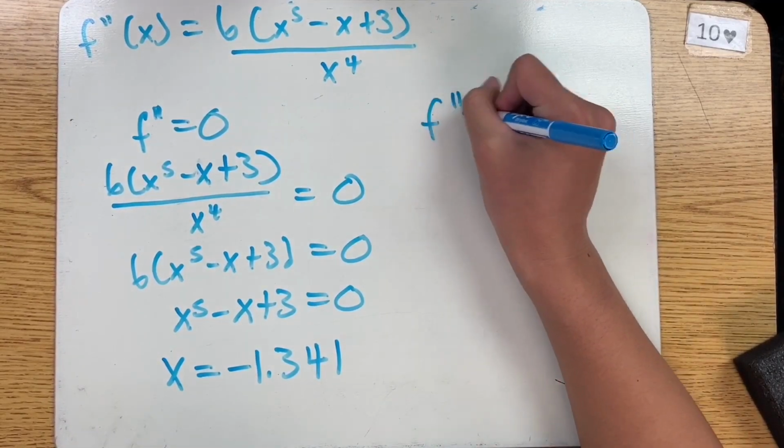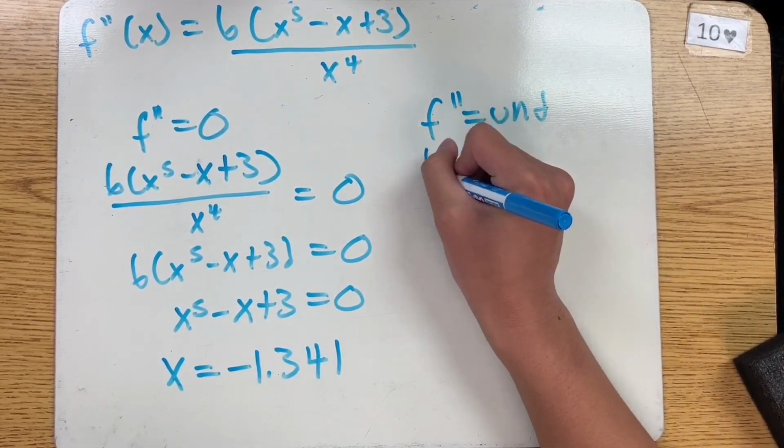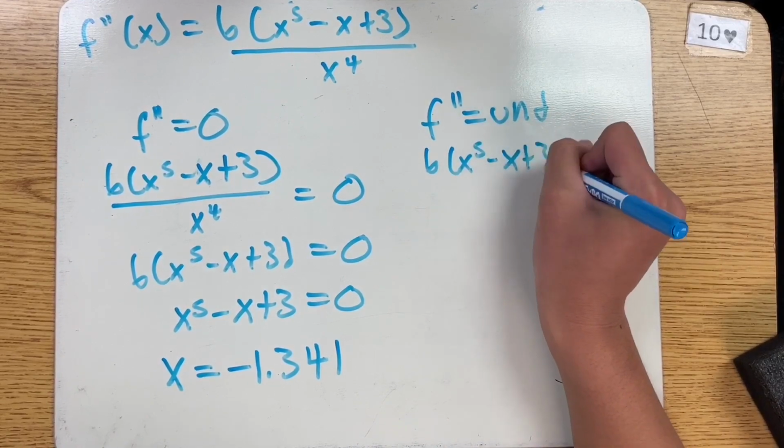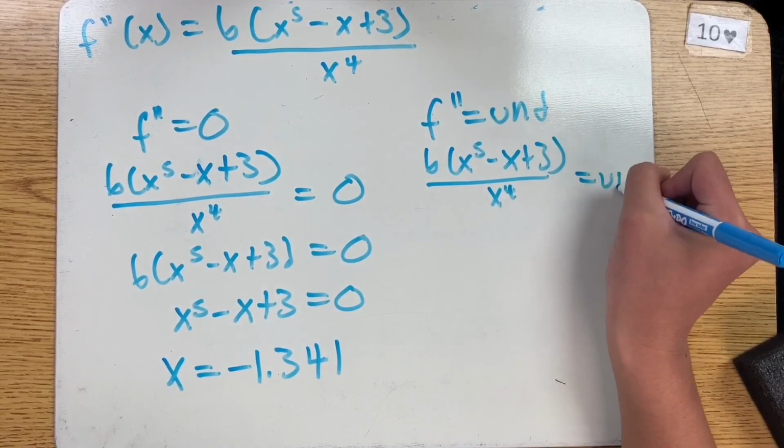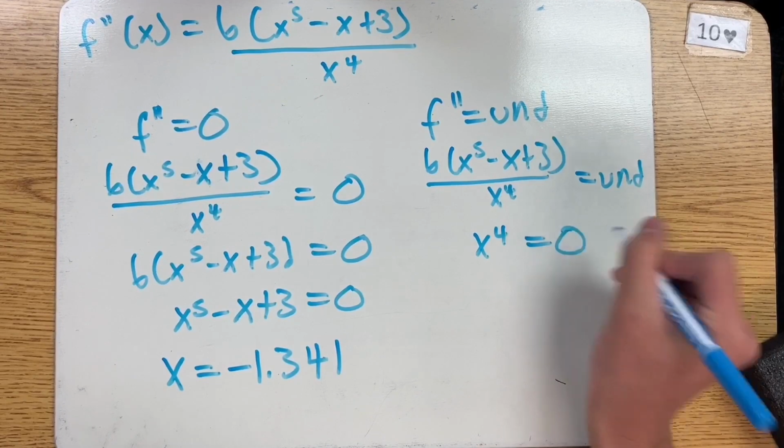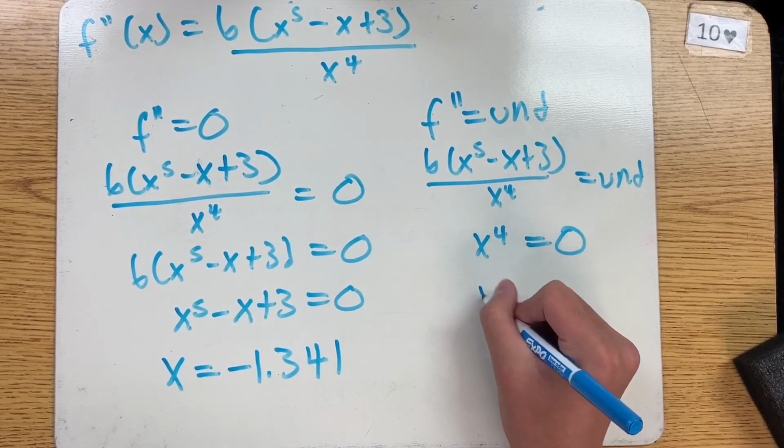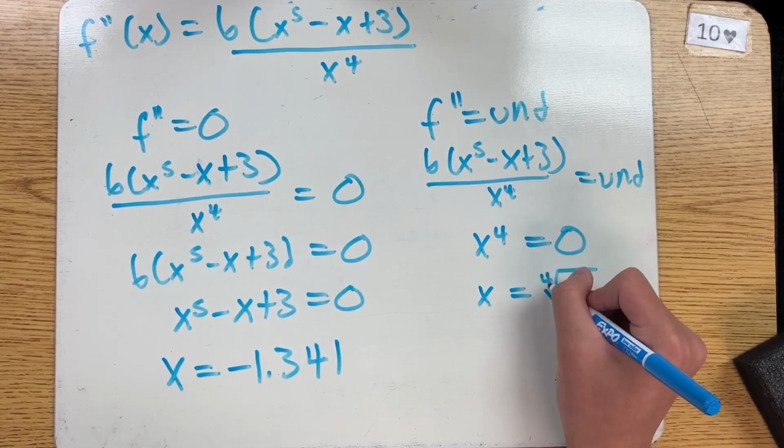Next, we need to find when f double prime is undefined. A fraction is undefined when its denominator is equal to 0. We set x to the fourth equal to 0 and solve for x. This gives us x equals 0.